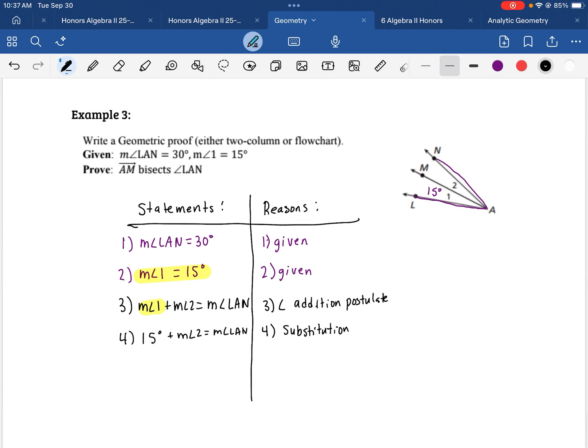Oh, the pencil's going to die. Good thing we're almost done.